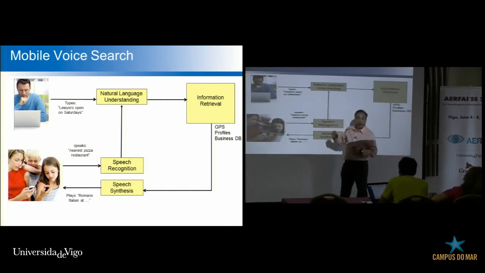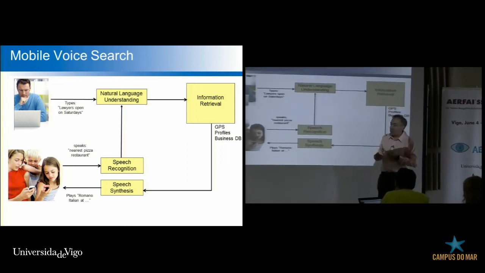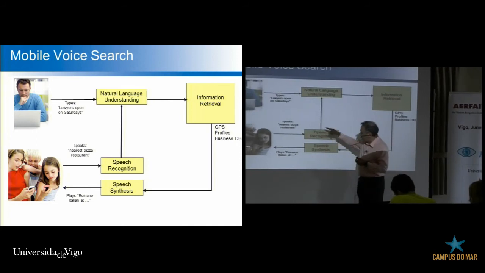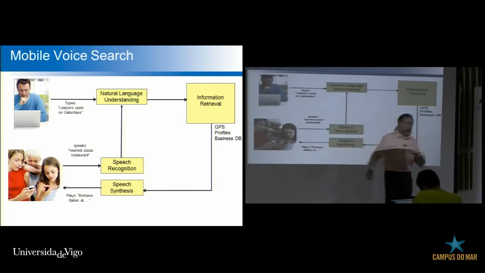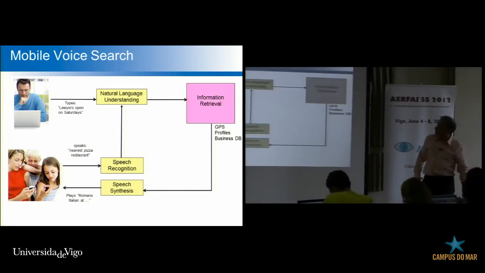Nearest pizza restaurant. And it knows what nearest means, because now it has the GPS chip, the location, through recognition, and it tells you, well, this is the restaurant. So that's a very high-level view of one of these systems.